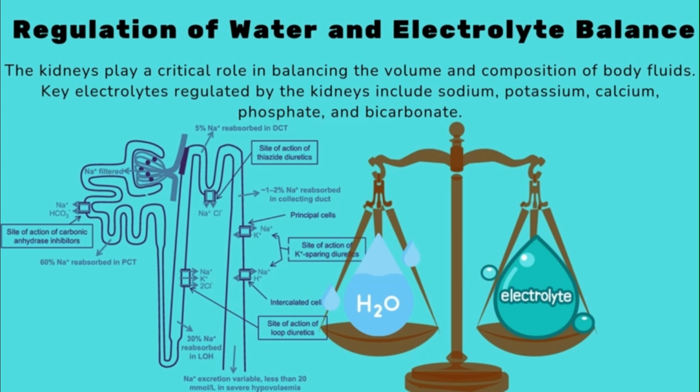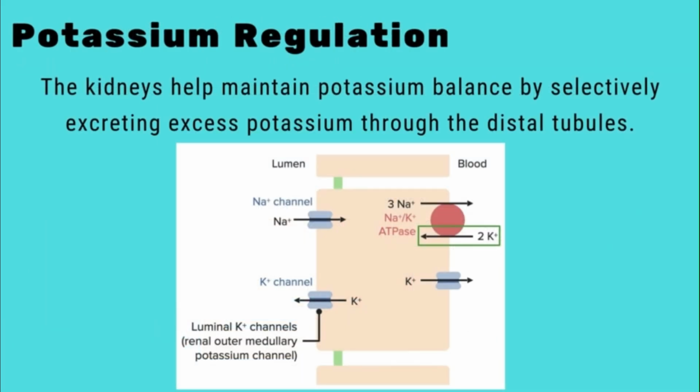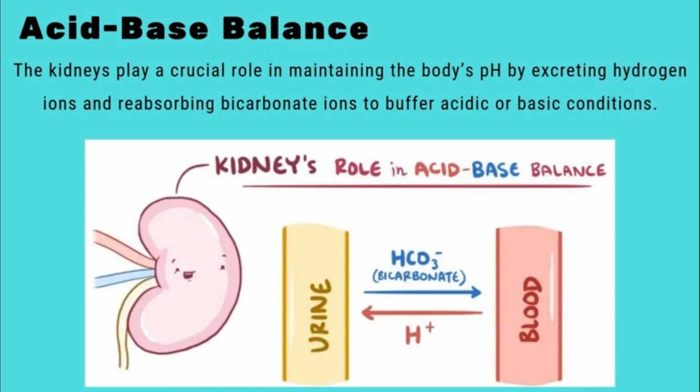Regulation of water and electrolyte balance. The kidneys play a critical role in balancing the volume and composition of body fluids. Key electrolytes regulated by the kidneys include sodium, potassium, calcium, phosphate, and bicarbonate. Sodium and water balance: sodium reabsorption in the distal tubule and collecting ducts, controlled by aldosterone, regulates water retention and blood pressure. Potassium regulation. The kidneys help maintain potassium balance by selectively excreting excess potassium through the distal tubules. Acid-base balance. The kidneys play a crucial role in maintaining the body's pH by excreting hydrogen ions and reabsorbing bicarbonate ions to buffer acidic or basic conditions.